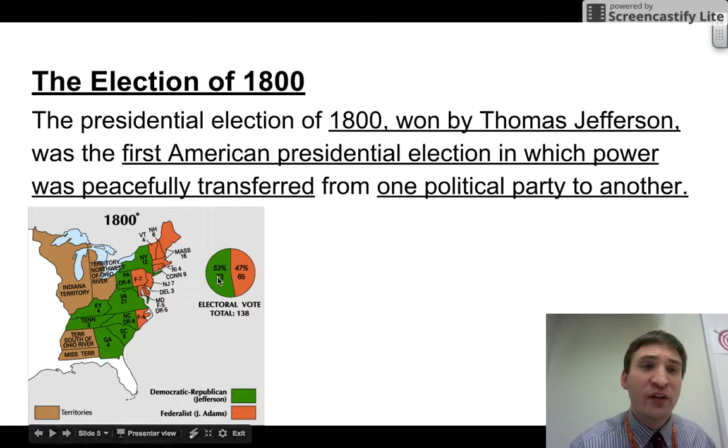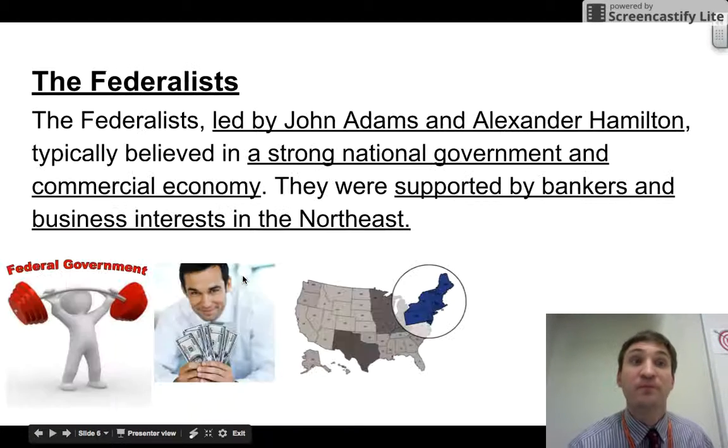You see, in green are all of the states won by Thomas Jefferson, and in red, all of the states won by John Adams. Jefferson wins 53% to 47%.